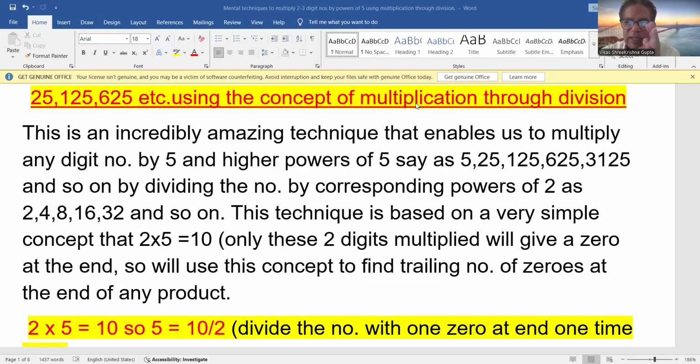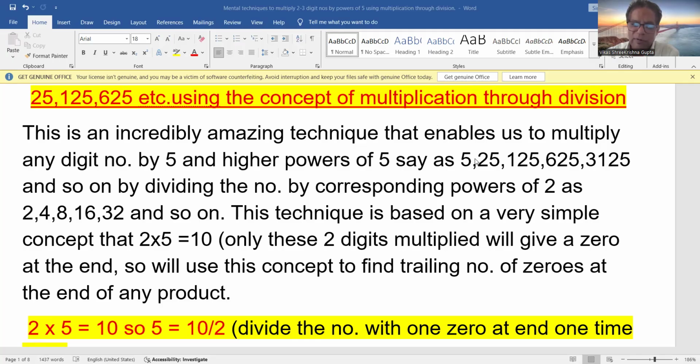Instead of multiplying, I will do division by the corresponding powers of 2. Powers of 2 means 2, 4, 8, 16, 32. These are all powers of 2, right? So instead of doing multiplication by powers of 5, I will do division by powers of 2. Suppose I have to multiply a number by 5. I will not multiply by 5, I will divide by 2.